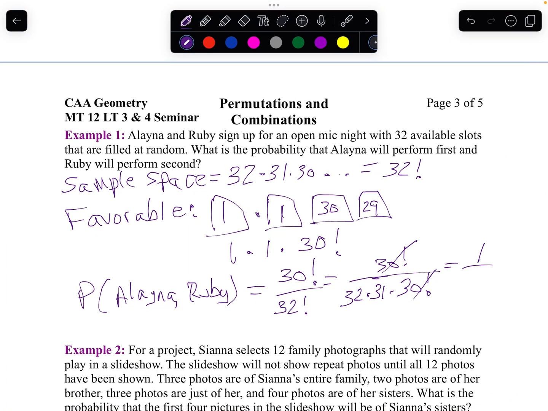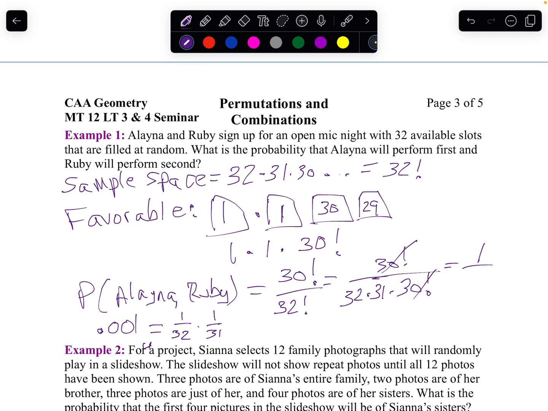So the probability that I would get that would be 0.001. Now, if you're asking yourself, do I have to do that? Not really. This is just a way to show you where the numbers come from. If I think about this, for Elena to go first, she's 1 out of 32 contestants, isn't she? Ruby to go second will be 1 out of 31 contestants. That's where it comes from.